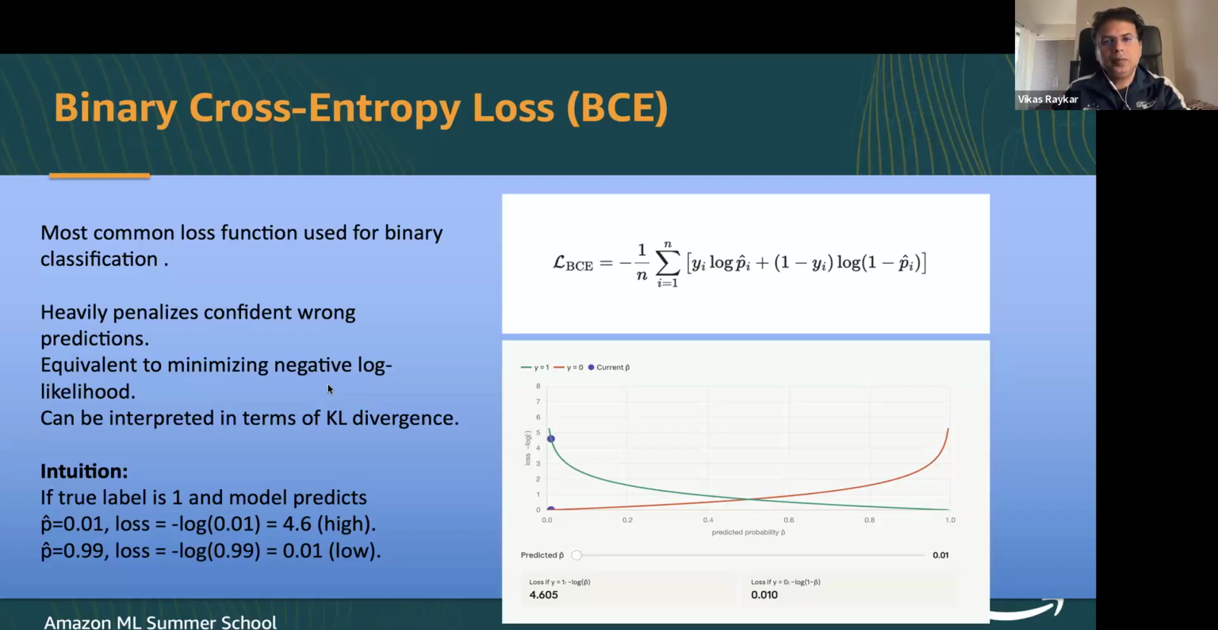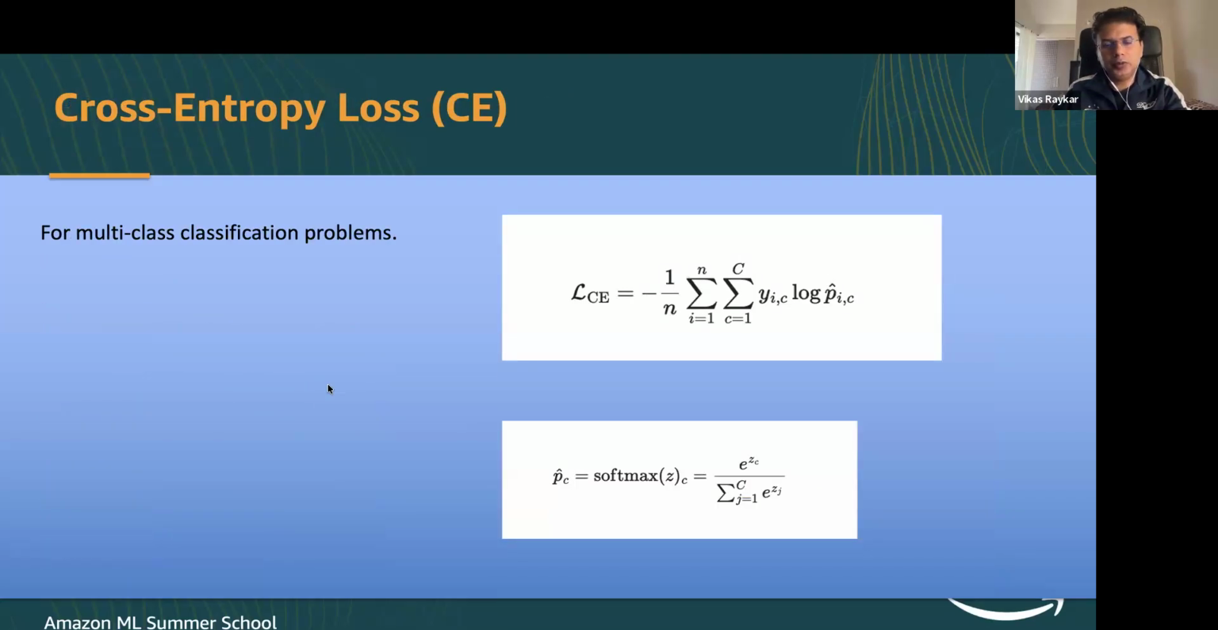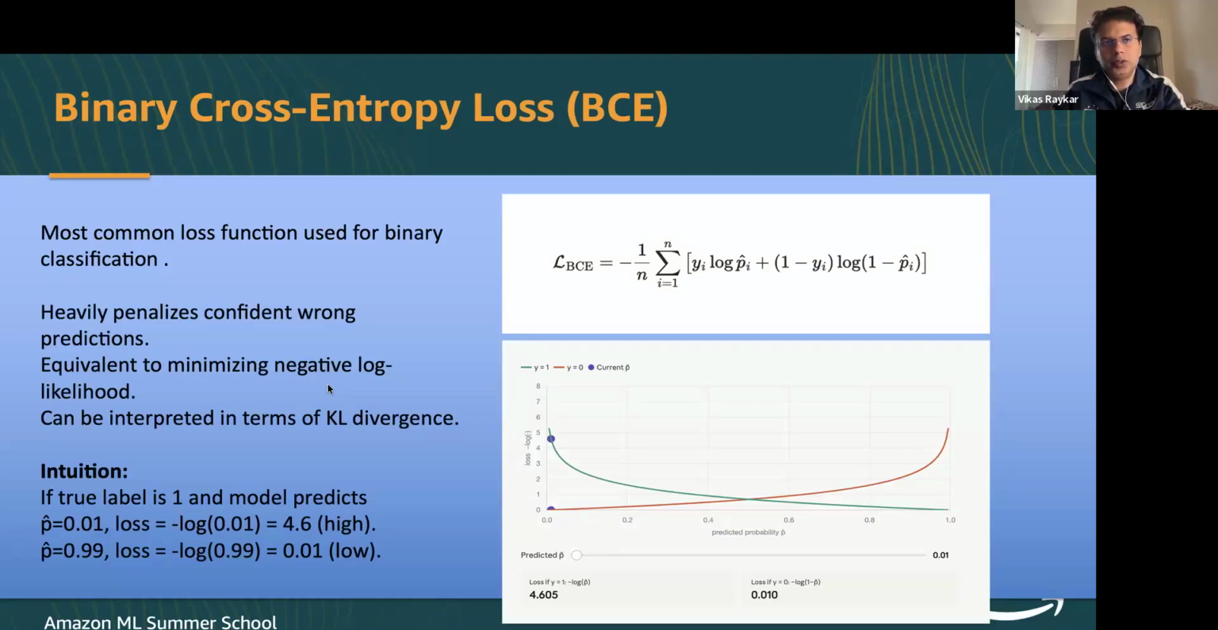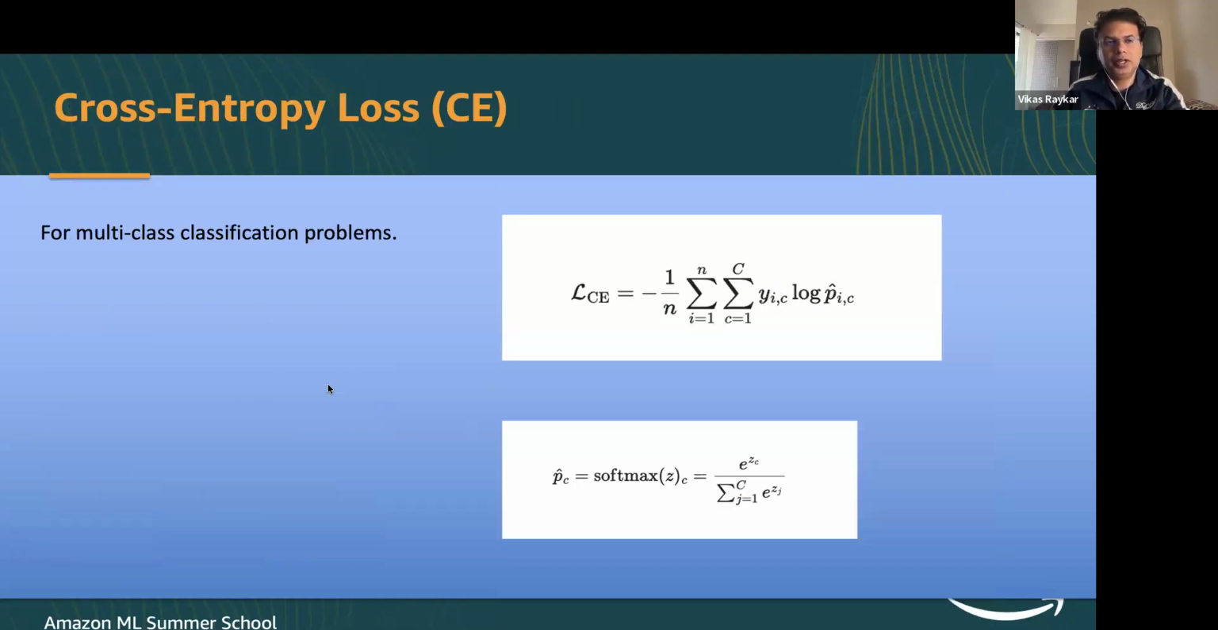Okay, so now we can generalize this to the multi-class problem. It's a straightforward generalization. Rather than binary cross entropy, we just call it the standard cross entropy loss for multi-class problems. Everything remains the same here. There is yic, which is an indicator variable that is 1 when the label is c, otherwise 0. And p hat ic is the probability that the label is c. This is defined by your softmax, which is exponential of z divided by summation over z, which you'll probably have studied in logistic regression or the softmax classifier.